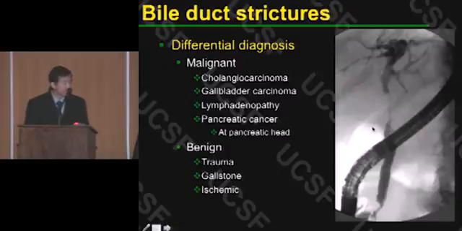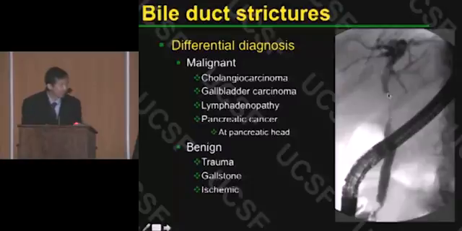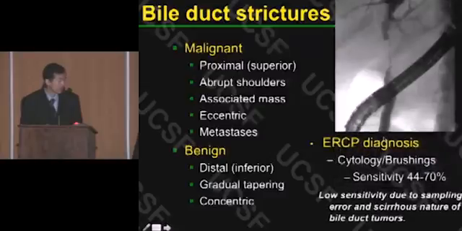In this region, we can think about cholangiocarcinoma, but also think about gallbladder carcinomas, which can cause lymphadenopathy in this region, or pancreatic cancers with lymphadenopathy in the local region. It's helpful to get a CT or MRI scan for further evaluation. Possibly trauma or other benign causes can give a similar appearance, but very unusual.